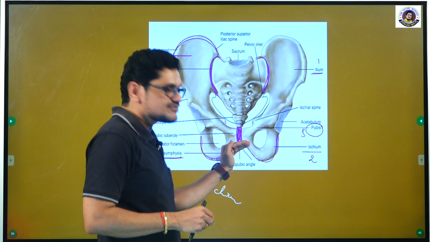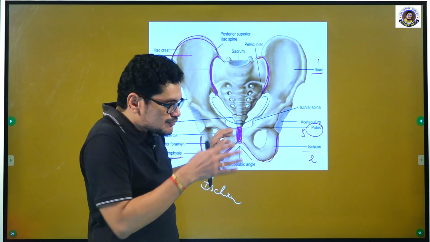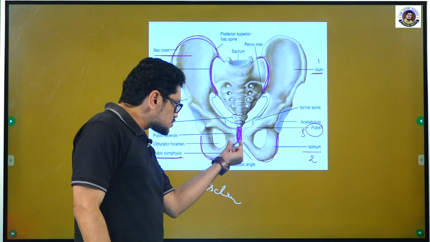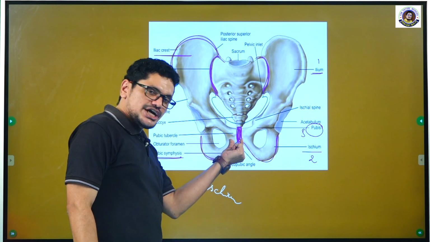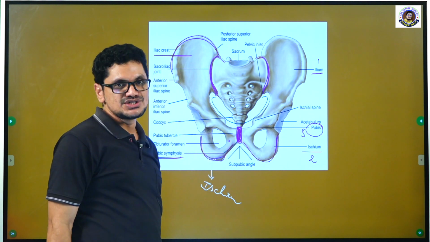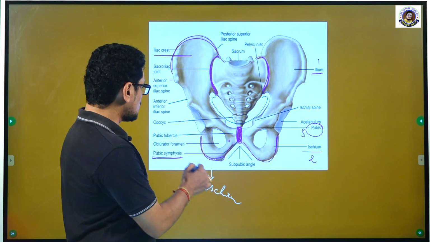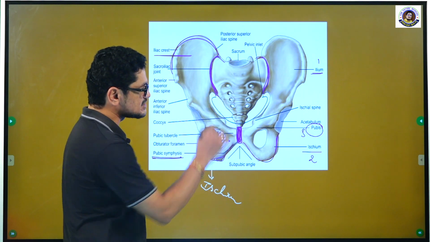And just in front of this, the female genital opening will be there. So to facilitate childbirth, a slight rotation is possible between these two bones in case of females. Okay, so this is the pubic symphysis.